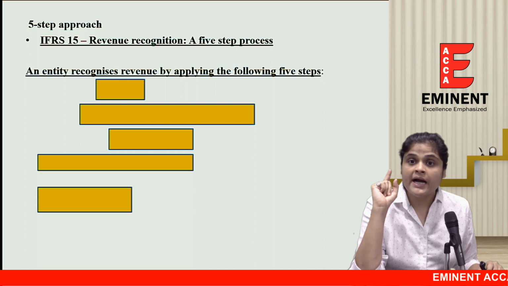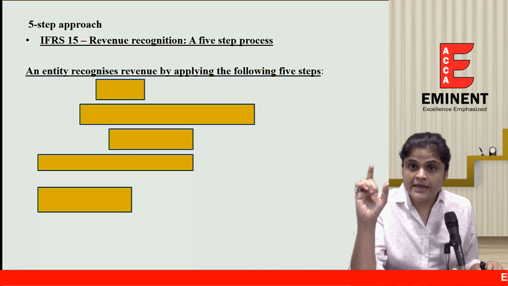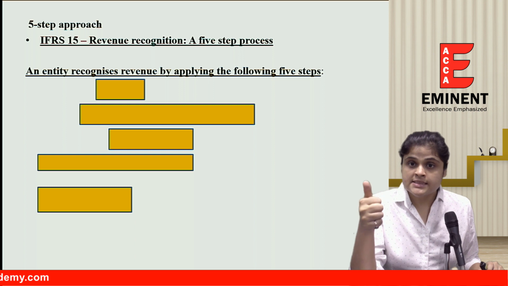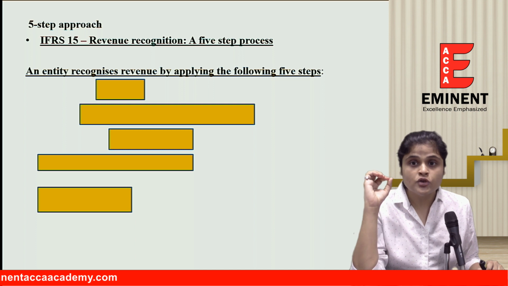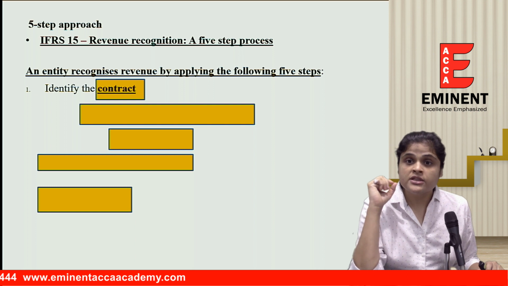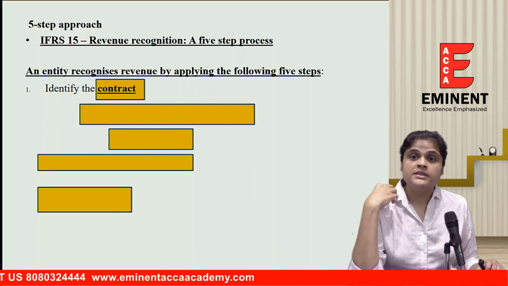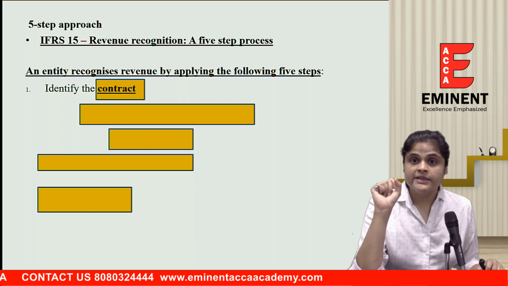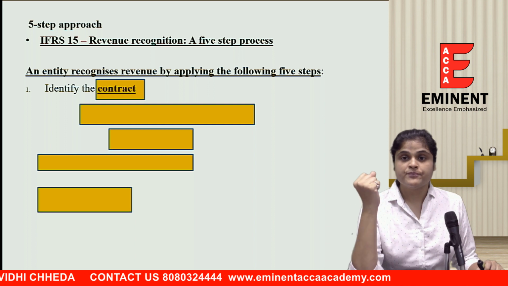That entity will have to identify whether there is a contract. So there should be a contract between the two parties, seller and the buyer. So the first step to recognize revenue is to identify the contract. Second, once you identify the contract, you need to identify the obligation. The seller entity will have to either give goods or services to the buyer. So what is the performance obligation that needs to be identified? On what is the basis of the contract?